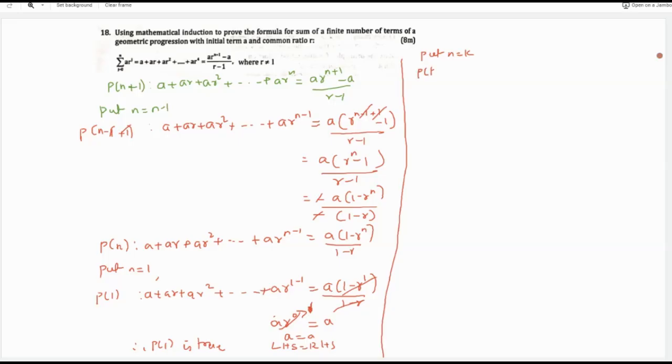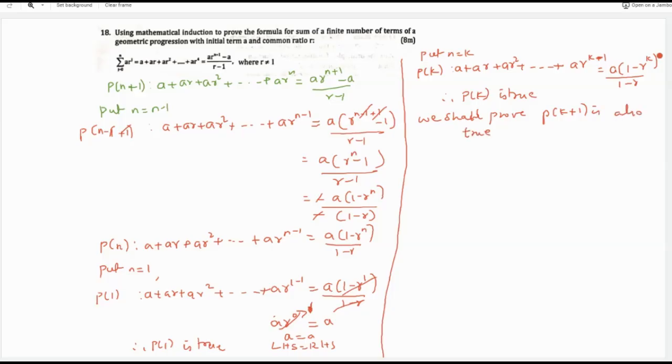So P of k will be a plus ar plus ar square, and so on till ar to the power k minus 1, equals a into 1 minus r power k divided by 1 minus r. Therefore P of k is true. Now we shall prove that P of k plus 1 is also true.